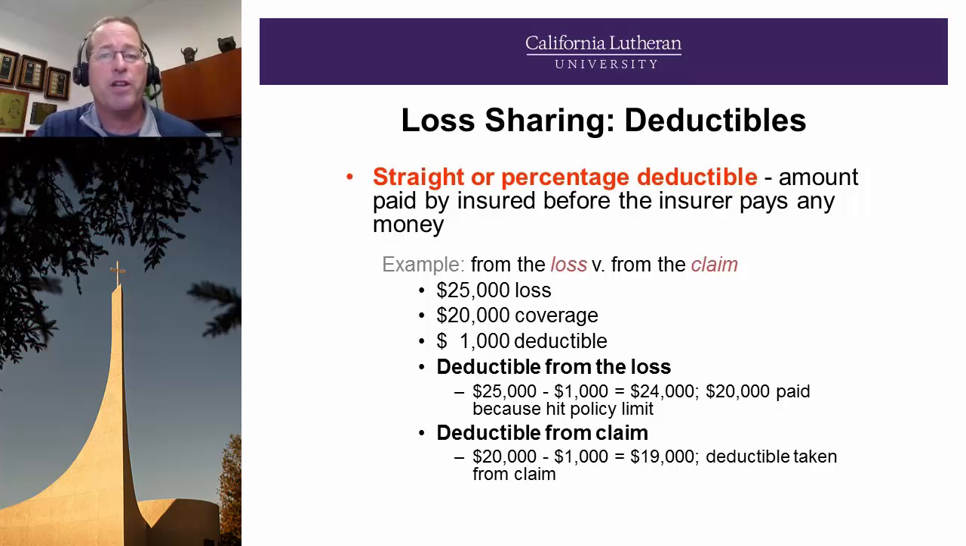The concept of loss sharing is brought about via deductibles. Deductibles can either be a flat dollar amount, such as a $250 comprehensive deductible on a car if it's stolen, or it can be a percentage. For example, in a homeowner's policy, a 1% of the coverage A dwelling amount could be the deductible for any losses, physical losses to the house.